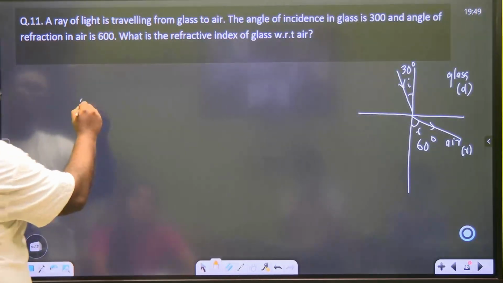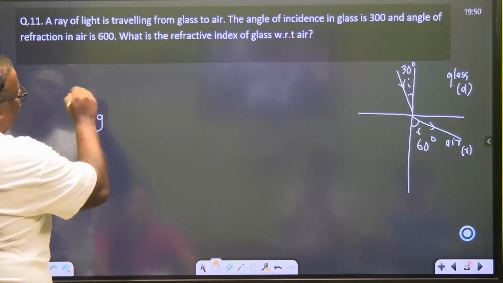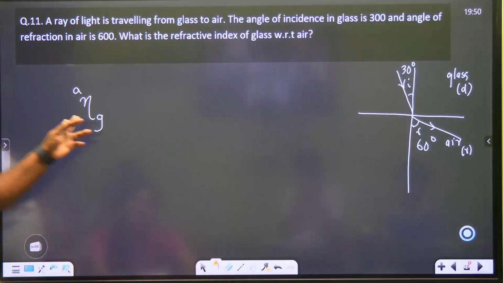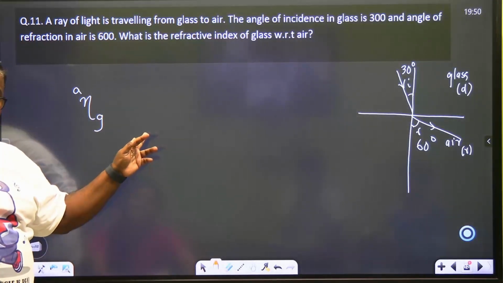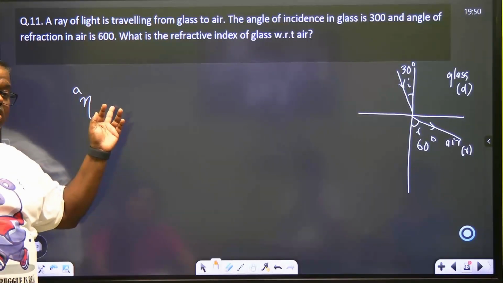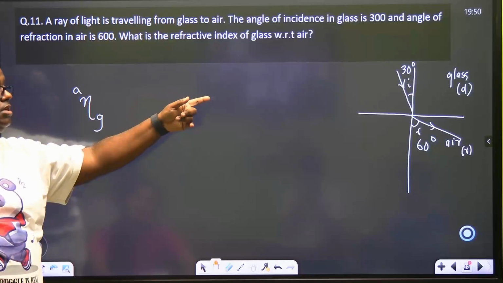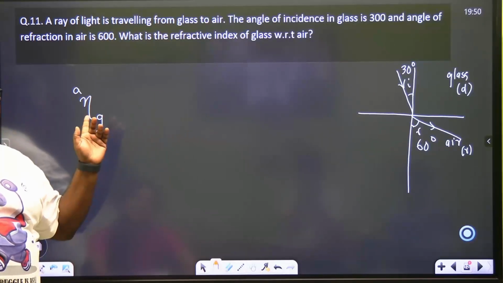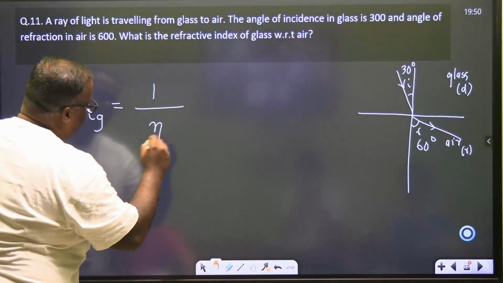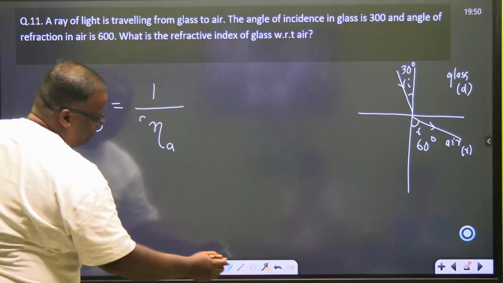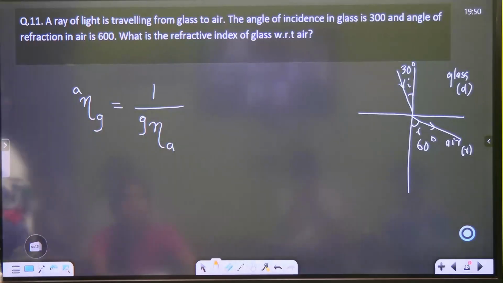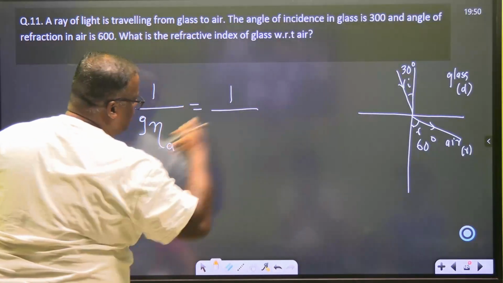What is the refractive index of glass with respect to air? Please see, glass with respect to air, they have asked. Don't do sin I by sin R. We'll go by sin I by sin R, but if you do sin I here, I should always be in the medium from where it is coming. Now, I is in which medium? Glass. It will get confusing, but I can write this as 1 by eta air with respect to glass. Correct? That means this is the perfect scenario of my diagram.